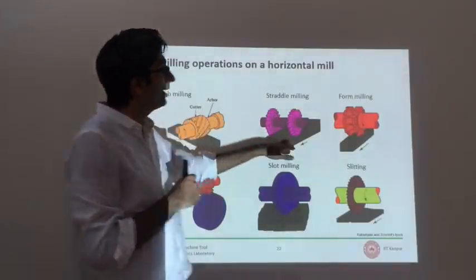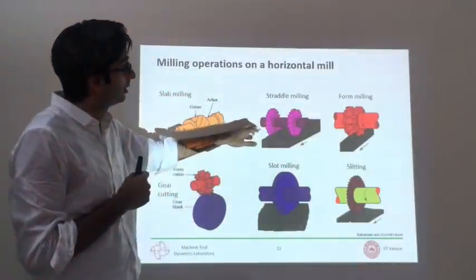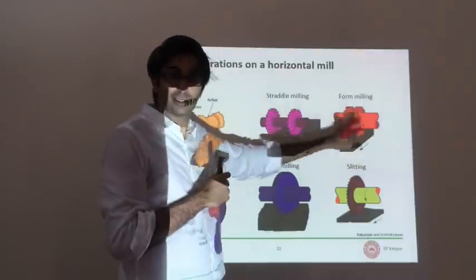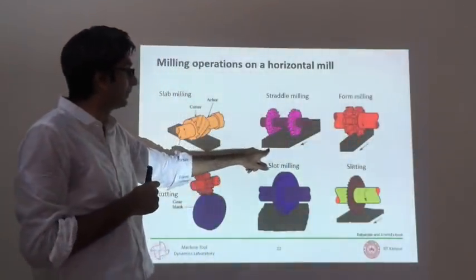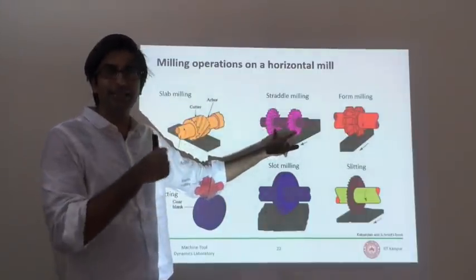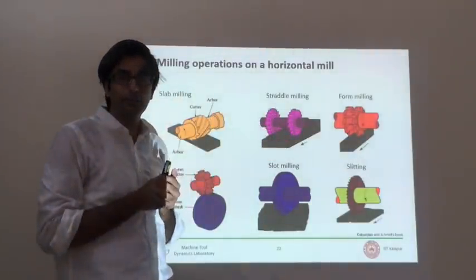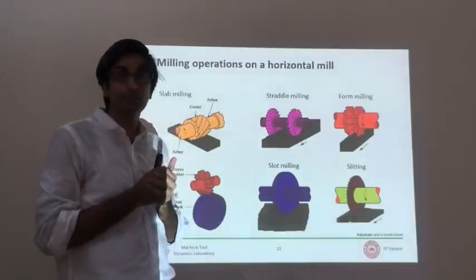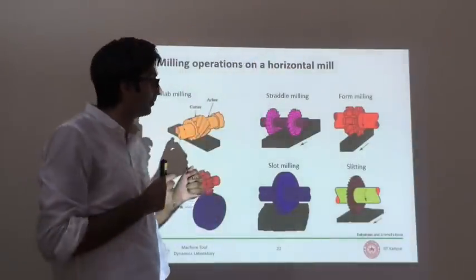This is called straddle milling or gang milling. This is called form milling, which is kind of like this, but this is different. Here, instead of having one cutter, you have two. Like I said earlier, in that arbor you can put 1 or 2 or 3 or 4 cutters if you like, and you can all cut in tandem.